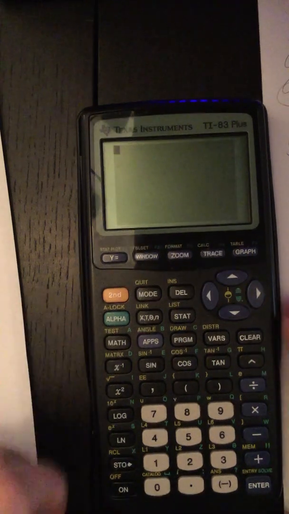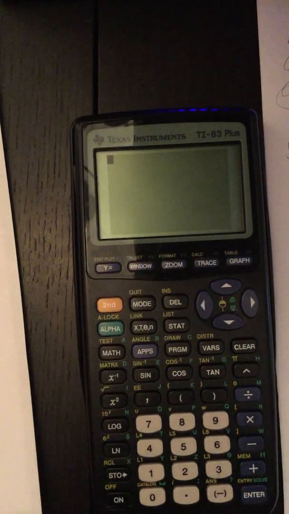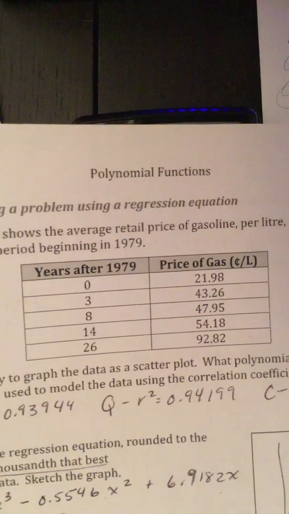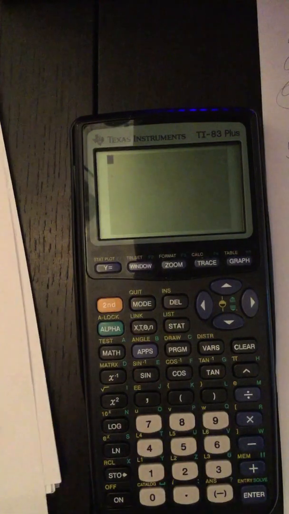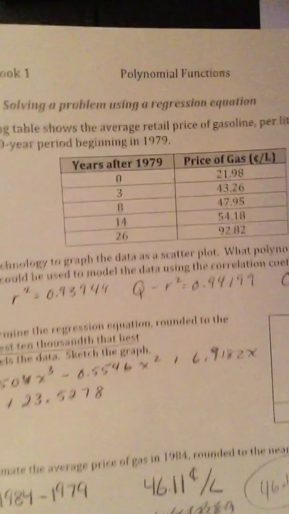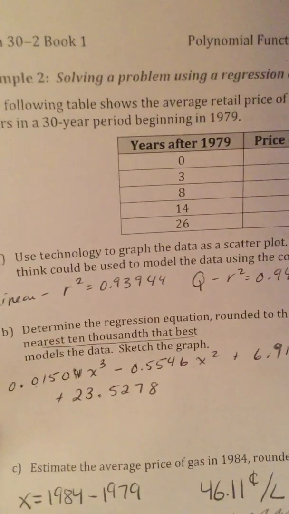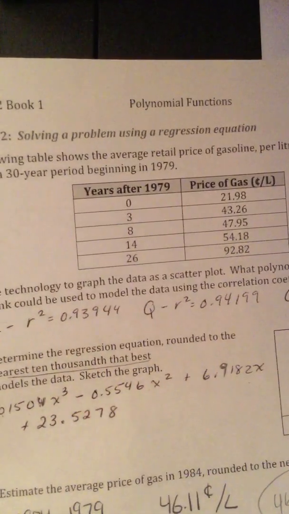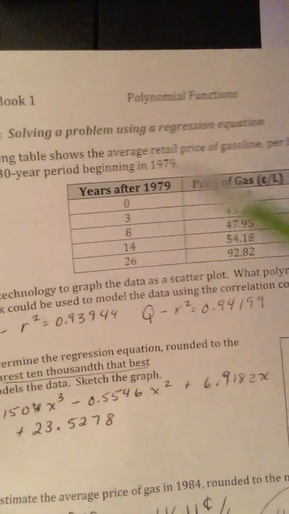Okay, so now we're looking at page 45. So take a look there, page 45, and then we're going to do this regression here. What we're doing is the following: the table shows the average retail price of gasoline per liter for a selection of years in a 30-year period beginning in 1979. Okay, so that's what this graph here tells.